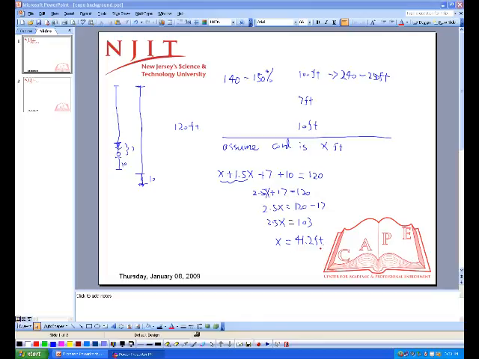41.2 feet gives us the maximum length that the bungee jumping cord can be, satisfying the producer's requirement. Anything equal to 41.2 or less is safe for the show. So that would be the final answer for the problem.